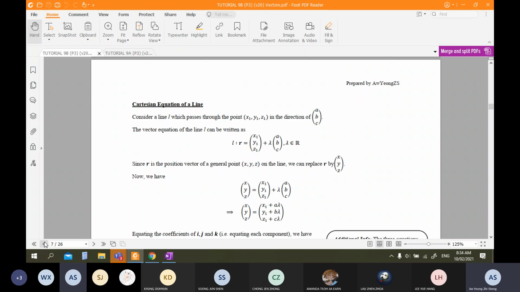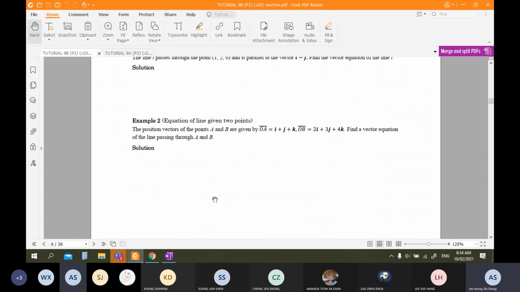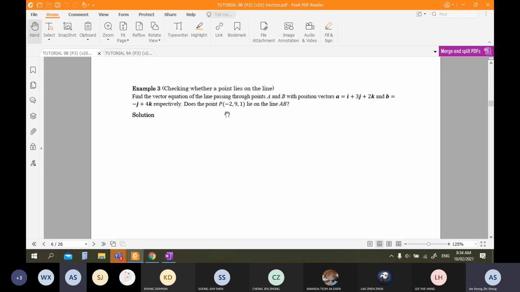Okay. And a bit in front here, in example 3, we have gone through the procedure on how to check whether a point lies on the line or not. The procedure is to substitute the position vector of the given point into the vector equation of the line. Then you try to solve for lambda. We have to solve for lambda 3 times because there are 3 equations that we can form. And then if the value of lambda we get, all 3 of them are the same, then we conclude the point lies on the line. If not all 3 answers for lambda are the same, then the point is not on the line.